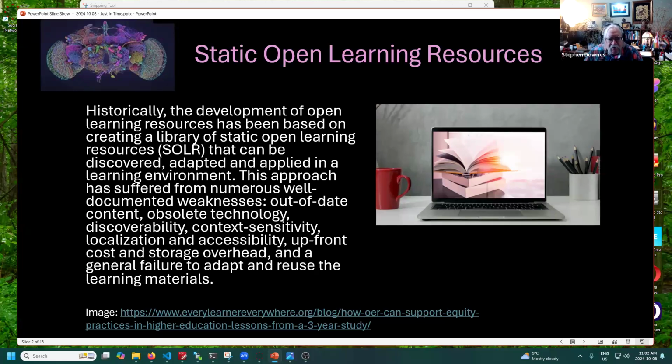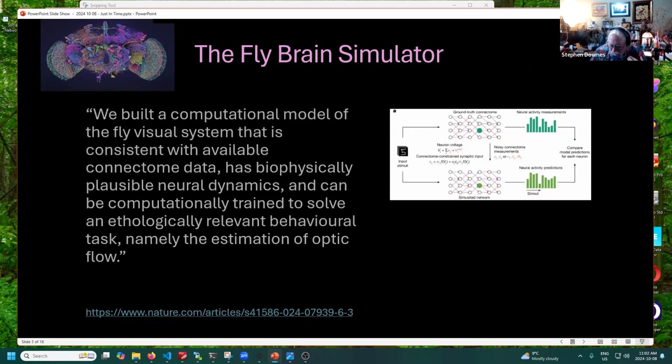Finding them is a problem. Localizing them is a problem. Making sure they're accessible is a problem. There's the cost, the production overhead, and then probably the biggest issue, the general failure to adapt and reuse the learning materials at all, which has been well documented. So these are well-known issues. I'm not going to discuss them at any length, but I'm proposing and talking about a different way of thinking about open learning resources today, which is the dynamic open learning resources.